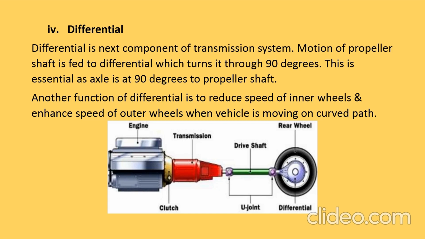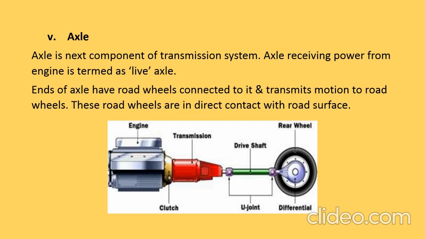Why is this required? This is required when the automobile is moving on a curved path. Now next, that is the axle. The axle is the next component of the transmission system. The axle receiving power from the engine is termed as live axle. The ends of the axle have road wheels connected to it and transmit the motion to the road wheels. These road wheels are in direct contact with the road surface. The body of the automobile is above the axles.